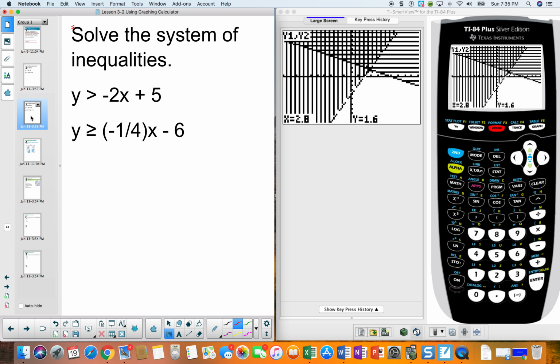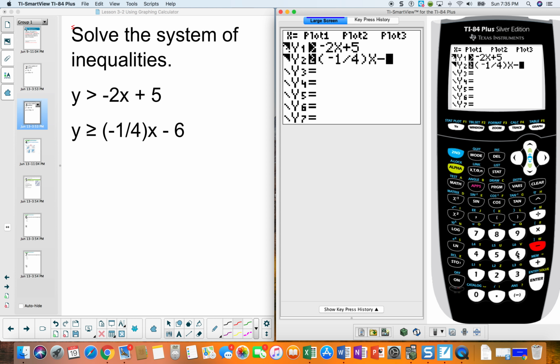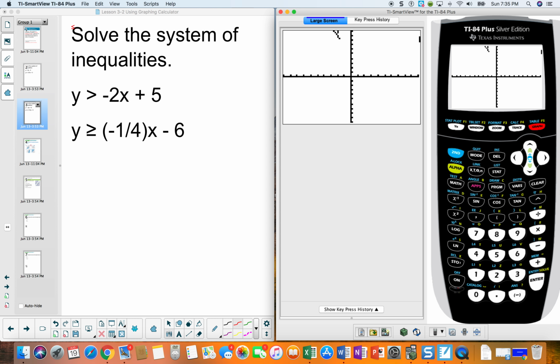Okay, let's go down to our next option here. I'm going to go to Y equals, go to the right, clear, down, and clear. I'm going to go up. Now this says still greater than, so I can leave that there. This will be negative 2x plus 5. Let's go down. And this is still a greater than or equal, parentheses, negative 1 divided by 4, parentheses, x, and then minus 6. All right, let's go ahead and press graph, see what we get.